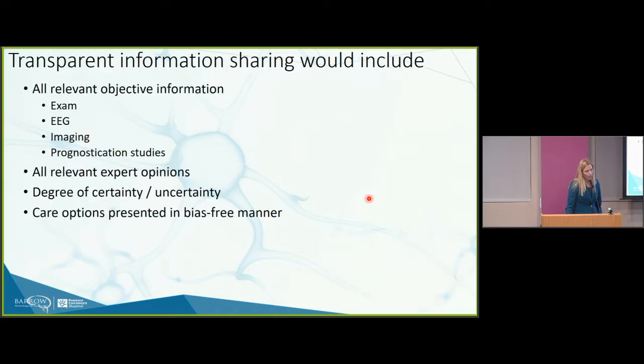So if we take a transparent approach, what would that look like? It would mean that we actually discuss all relevant objective information. That would be the exam, the EEG, imaging, prognostic studies, all relevant expert opinions, even if they are divergent. And we would actually discuss our degree of uncertainty. And we would discuss these care options in a bias-free manner. This is actually really difficult.